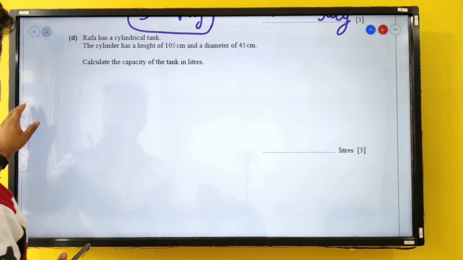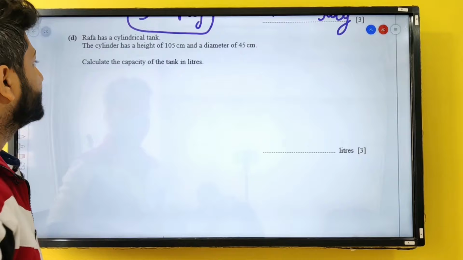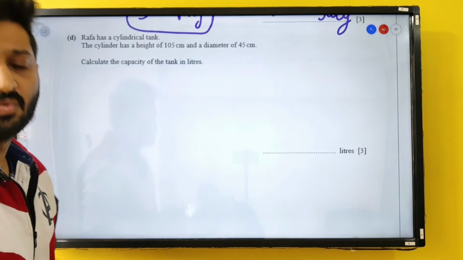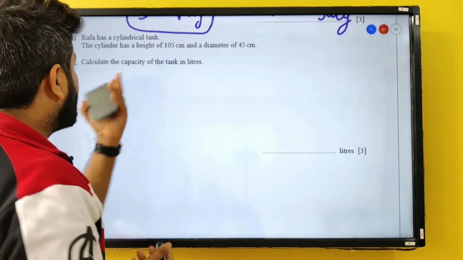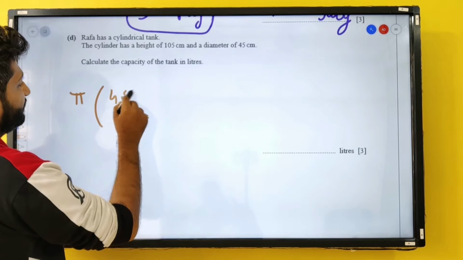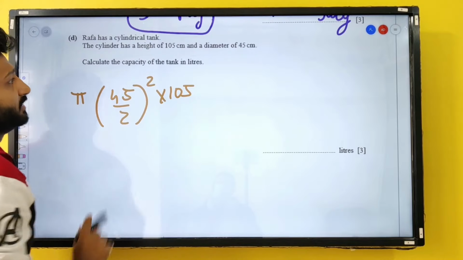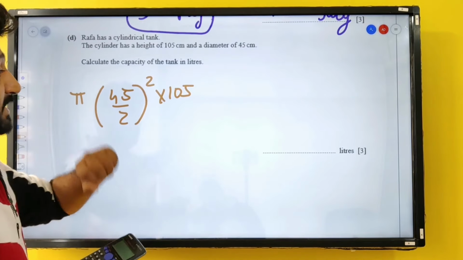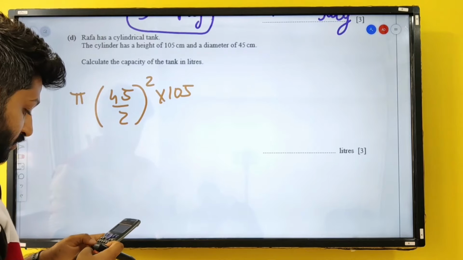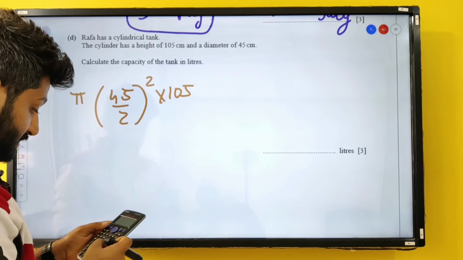Rafa has a cylindrical tank. The cylinder has a height of 105 cm and a diameter of 45 cm. Calculate the capacity of the tank. Capacity means we are supposed to find out volume. Volume is nothing but pi r square h. So pi into radius, which is 45 by 2, square, into h. Also make sure this answer is going to be in centimeter cube. So 45 divided by 2 square into 105 into pi.